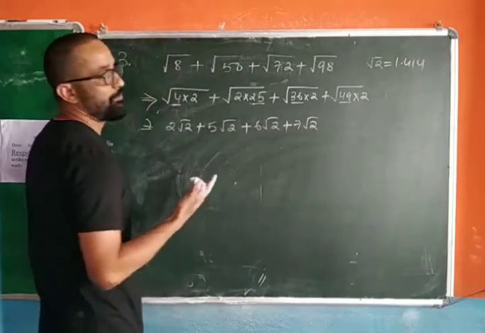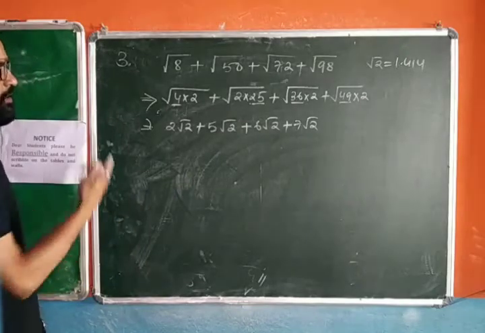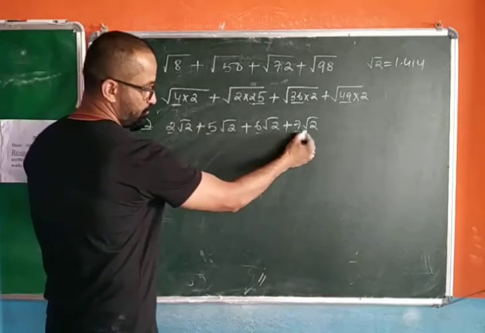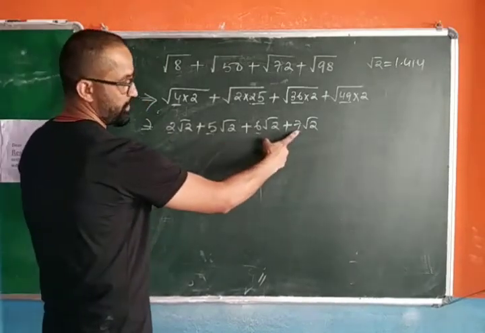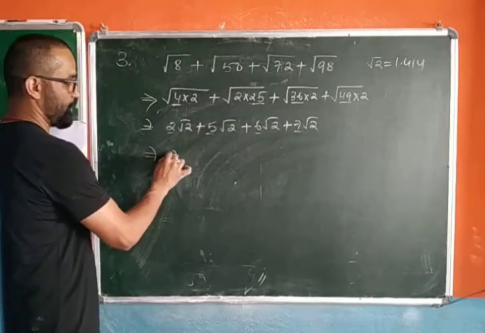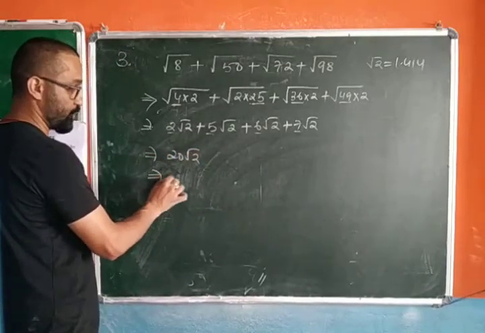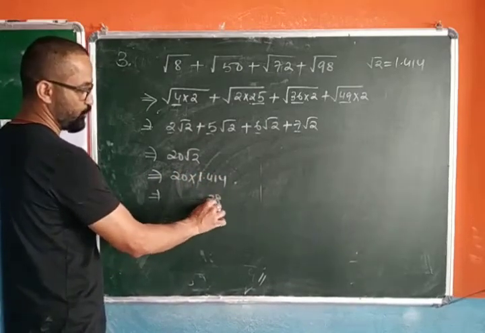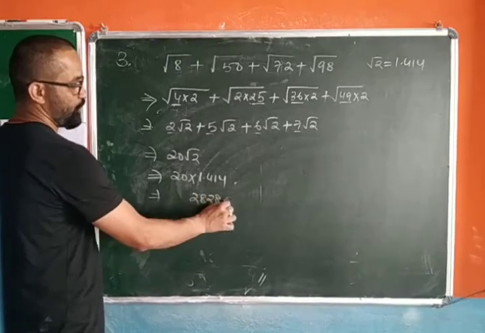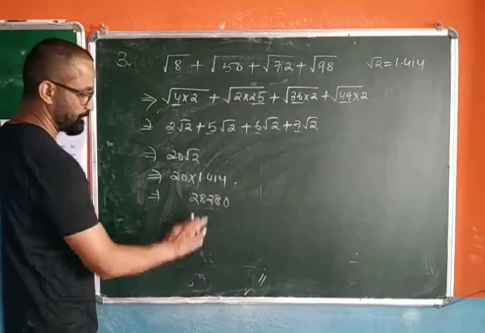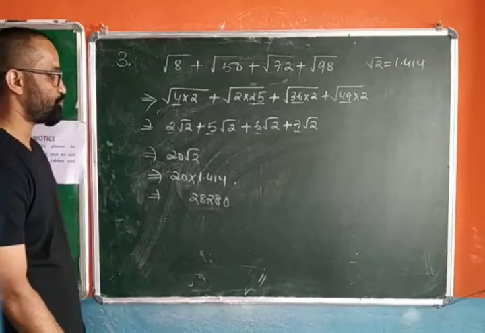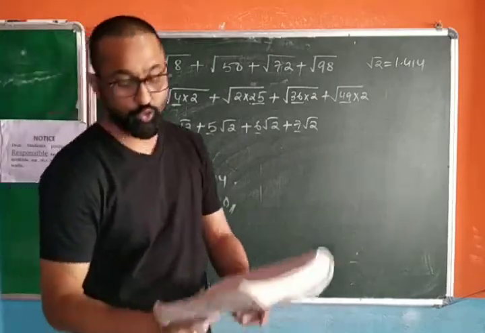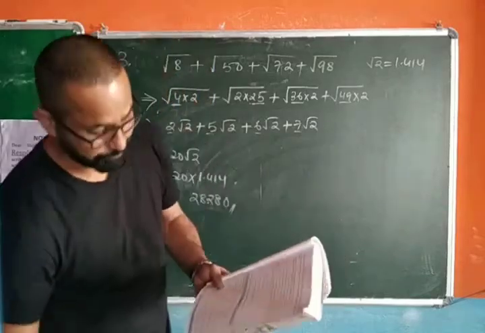Now you can add them up because they are like irrational numbers or surds. So add all these numbers: 2 plus 5 is 7, 7 plus 7 is 14, 14 plus 6 is 20. Here is 20 root 2. Now substitute 1.414 and multiply by 20. 28.280 with 3 places of decimal is the simplified value. You can do question number 3 (ii) in a similar way.